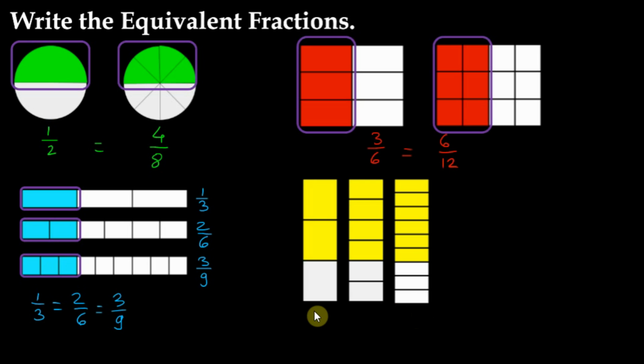Okay, we can write the fraction 2/3 as there are 2 out of 3 equal parts shaded in the first fraction strip. For the second, the fraction is 4/6 as there are 4 out of 6 equal parts shaded. And finally, for the third, there are 6 out of 9 equal parts shaded. So the fraction is 6/9. Therefore, 2/3 is equivalent to 4/6 is equivalent to 6/9 as they show the same shaded portion of the whole.